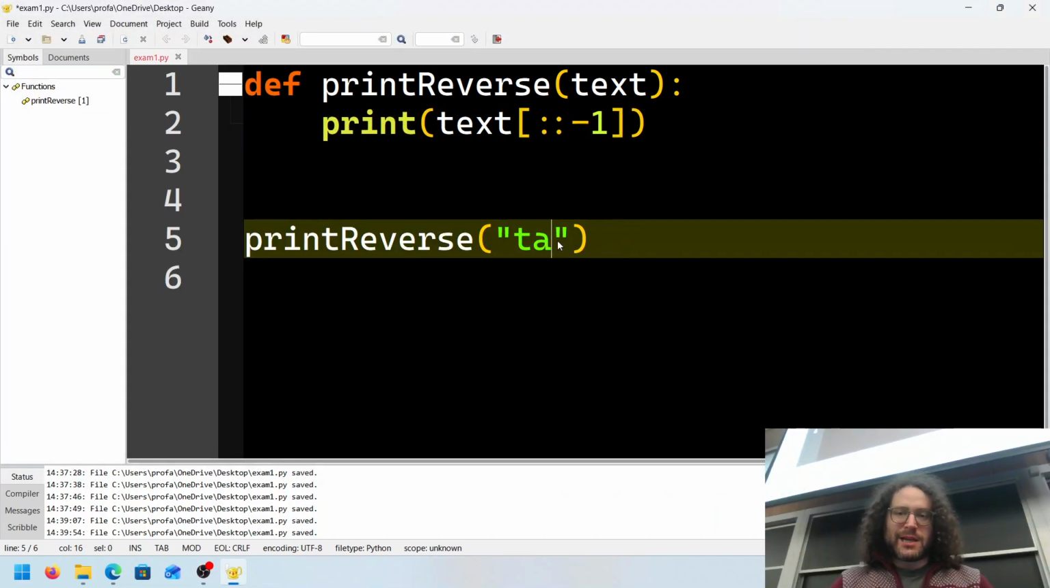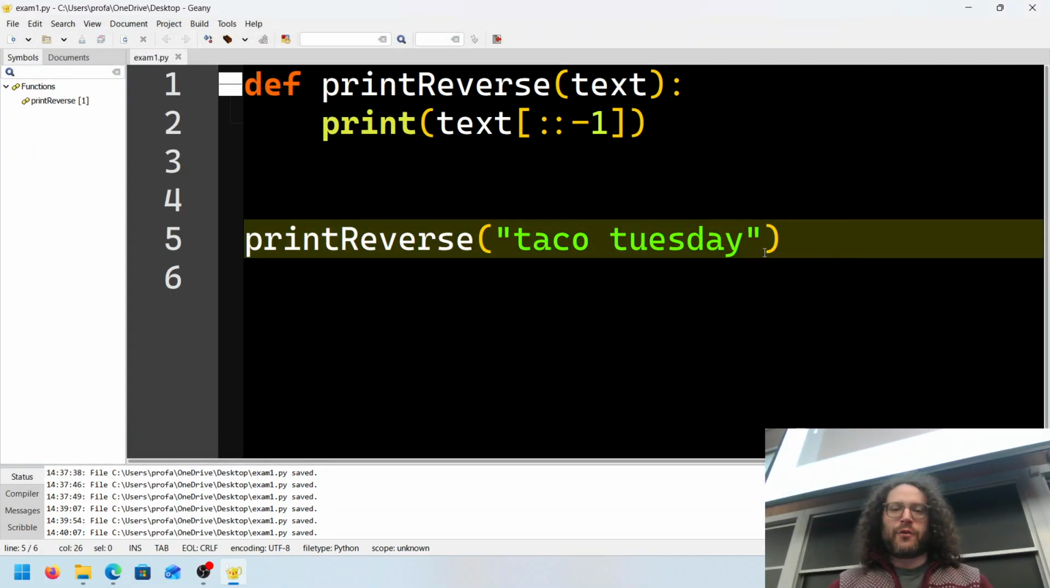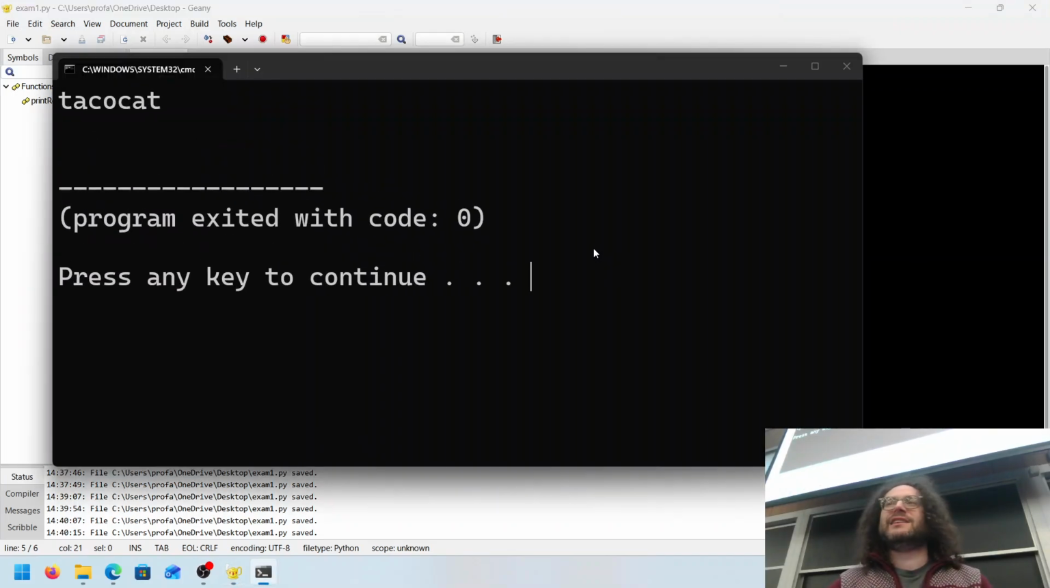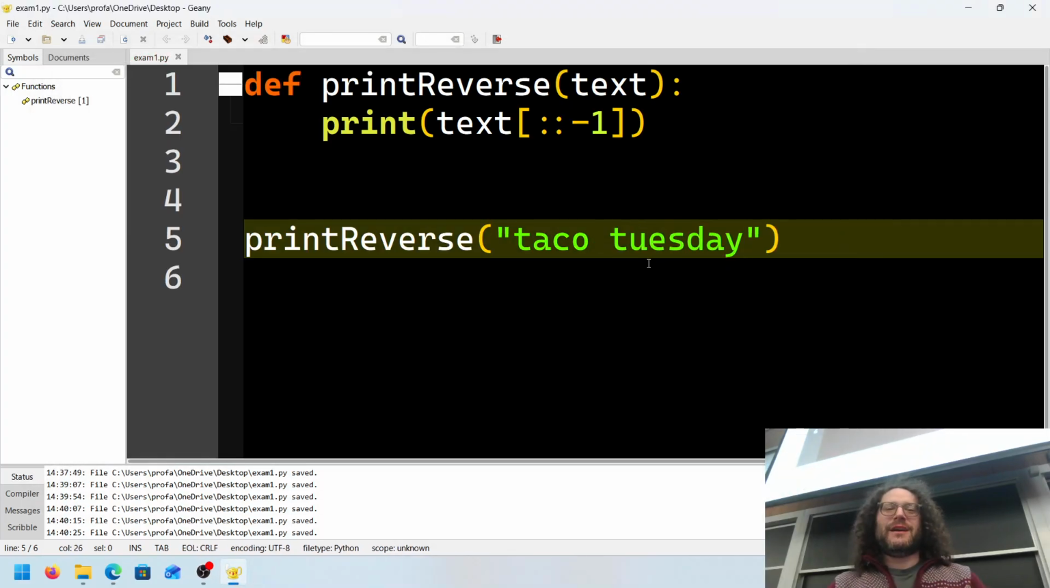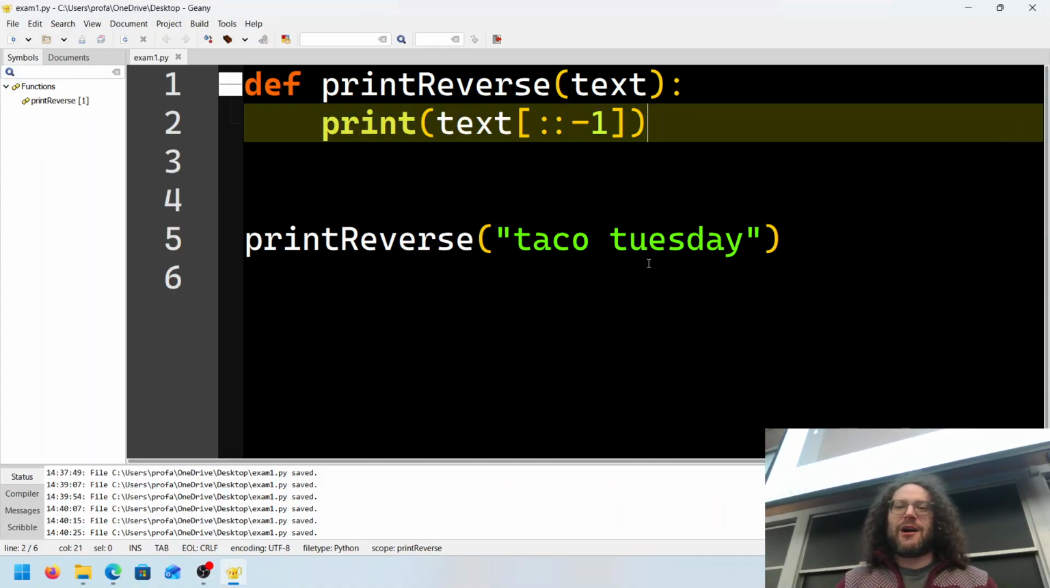If I did Taco Tuesday, we're going to get Yadsuit Ocat. And of course, if I do Taco Cat, I get something completely useless because Taco Cat is a palindrome, meaning it's spelled the same way front and back. So not exactly the best test. So we'll keep on Taco Tuesday. Now, this is what I mean by there's a lot of different ways to do this, because there are.